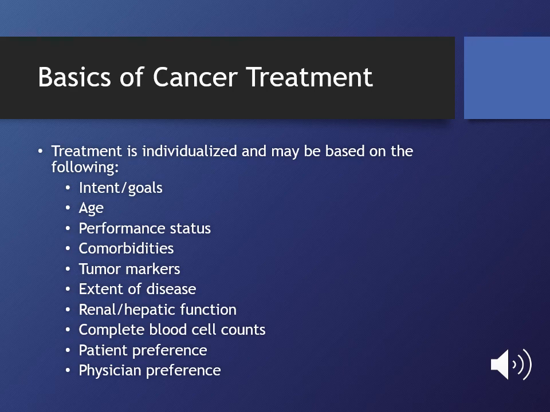We also look at the extent of the cancer. Is it more localized? And therefore, we can employ modalities such as radiation or surgery, or is it more metastatic in nature? And does the patient need systemic therapy? We also look at if there's any elements of renal or hepatic dysfunction, their blood counts, as well as ultimately what the patient prefers or what the doctor is more familiar or comfortable with using.